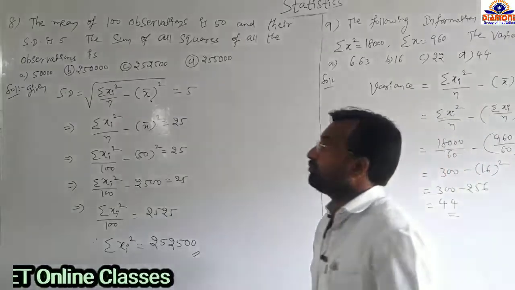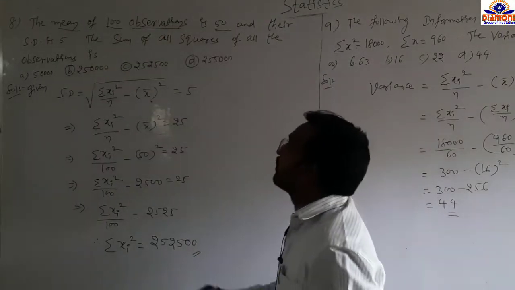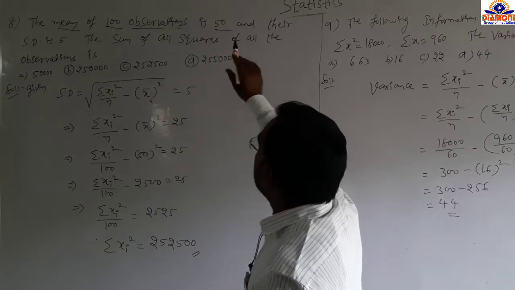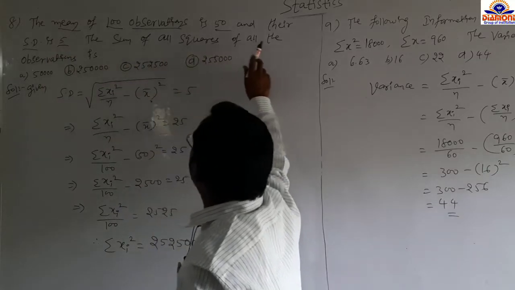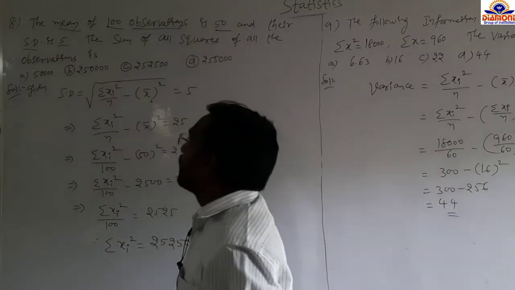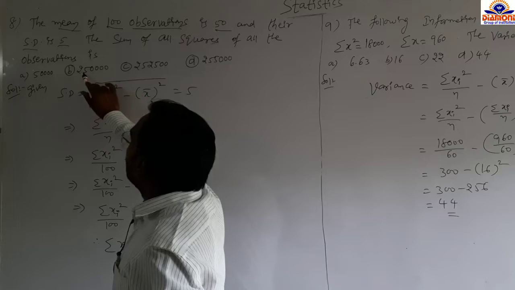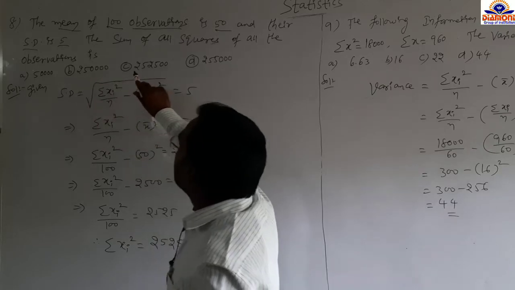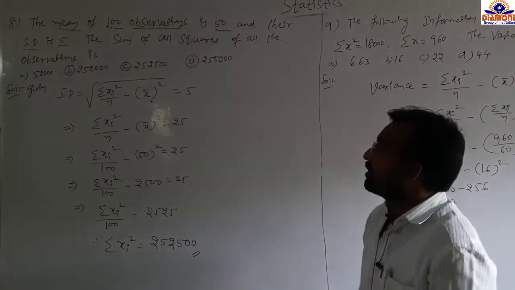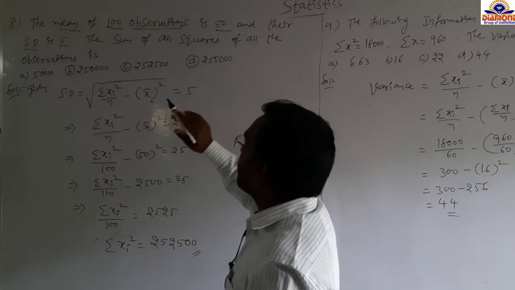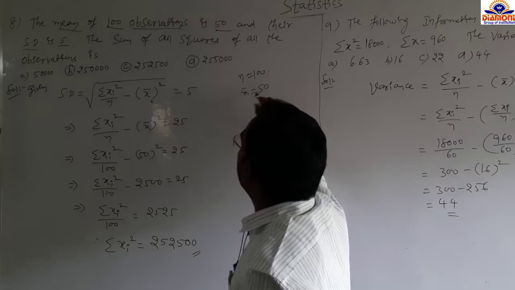Next problem. The mean of 100 observations is 50 and the standard deviation is 5. The sum of squares of all the observations is: option A 50,000, option B 250000, option C 252500, option D 25500. So in the given data, the mean is given for the 100 observations. Here n equals 100 observations. The mean is given, x bar equals 50.